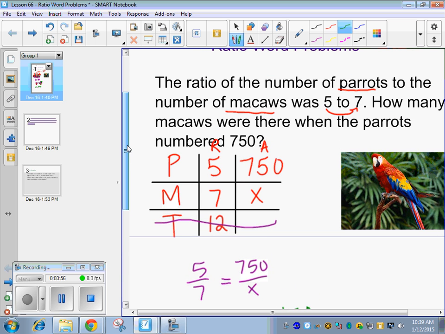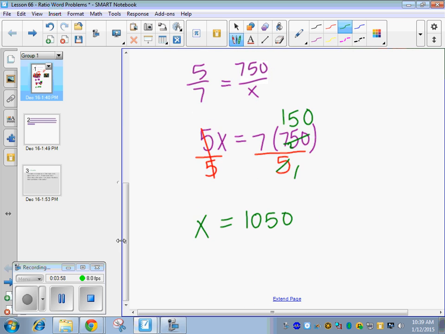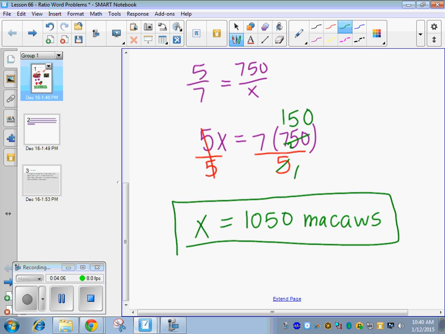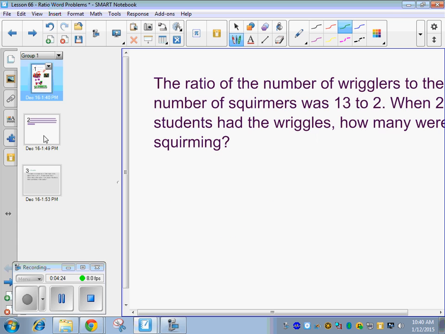How many macaws were there when the parrots numbered 750? So our answer is 1050 macaws, which I Googled and is a type of parrot. So, I don't know. Interesting, but yeah. Would you only want to divide 750 by 5 first if 5 goes in evenly? Yeah. If it doesn't, then you have to multiply and then divide or reduce. Yep. Okay. Let's try one more.